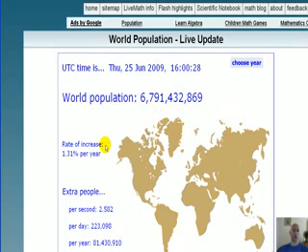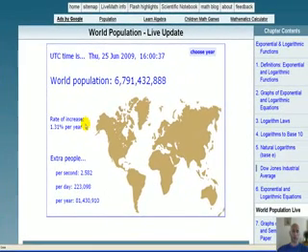Remember, rate of increase is related to the derivative. Derivative represents a rate of change, which can be a rate of increase as well. So this actually represents the derivative at this instant in time. Down below, it's kind of interesting to note, it tells you how many people per second are being added to the world, how many people per day, and how many people per year.